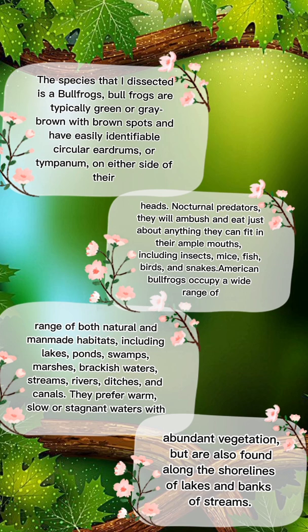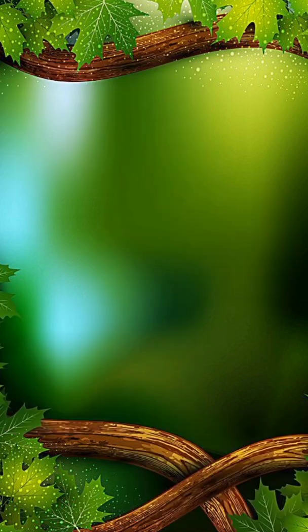American bullfrogs occupy a wide range of both natural and man-made habitats, including lakes, ponds, swamps, marshes, brackish waters, streams, rivers, ditches, and canals. They prefer warm, slow or stagnant waters with abundant vegetation, but are also found along the shorelines of lakes and banks of streams.